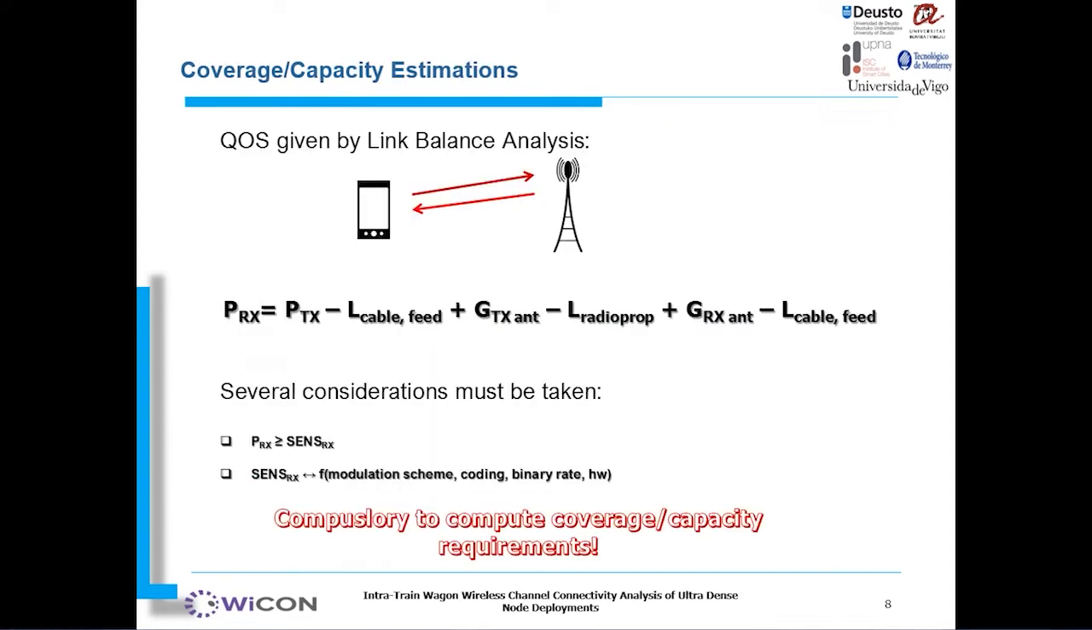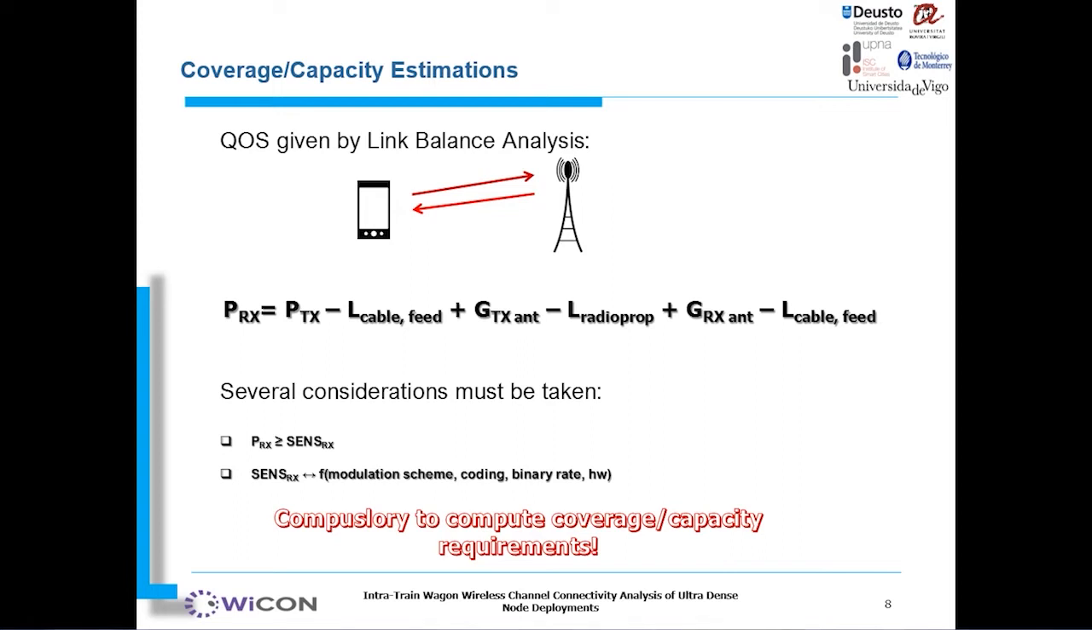Among these, we also have to take into account that once we establish which system we're going to use, we must comply with the quality of service metrics provided by link budget analysis. Basically, we need to understand that our received power levels have to be above the receiver sensitivity. Receiver sensitivity in turn depends on adaptive modulation and coding schemes, the binary rates at which we are going to be working, as well as hardware constraints given by, for example, noise factors of the devices that we have.